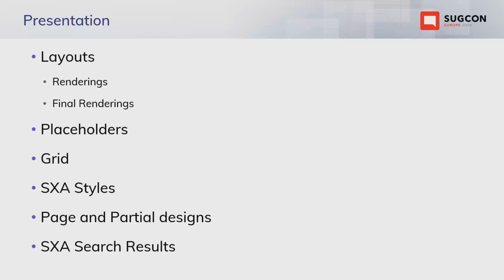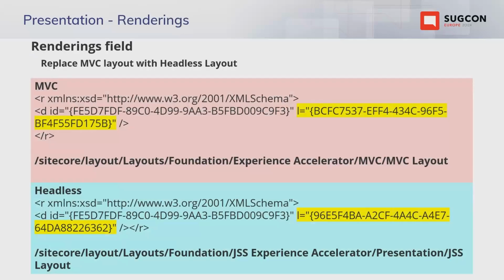See, in a presentation, what are the different things, or what are the important things? One is layout. We have renderings and final renderings. Then we have placeholders. We have grid. In SXA, we have the grid system. We have SXA styles. Then page and partial designs. And see, if somebody is building with SXA search results, so that also will be present in your site.